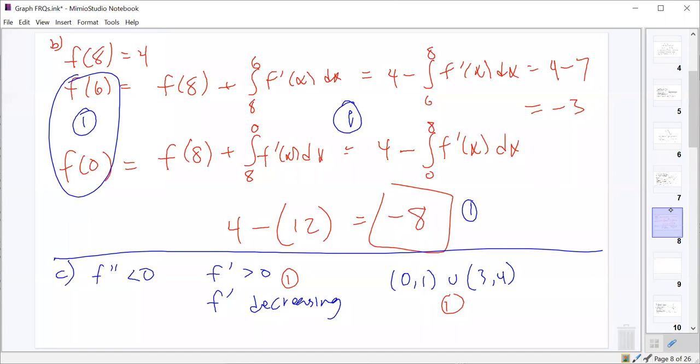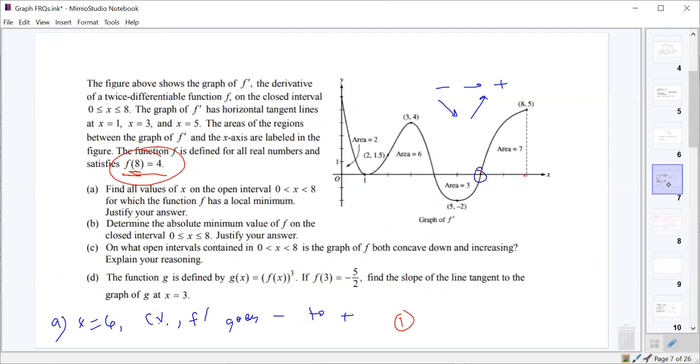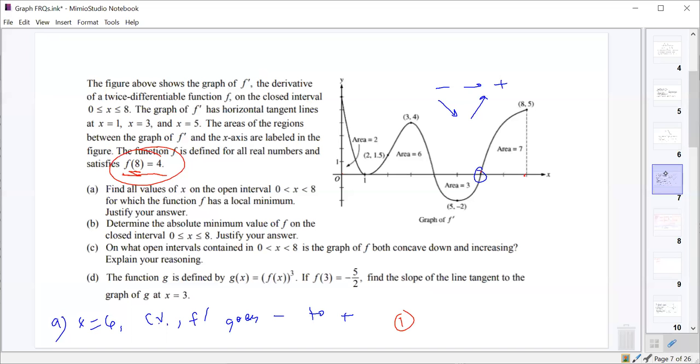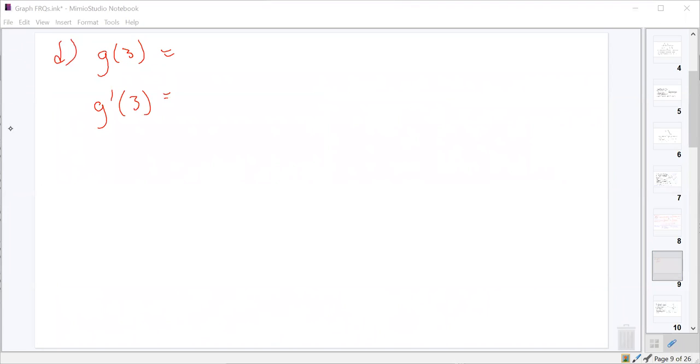All right, part D says the function g, so completely brand new thing that I haven't mentioned before, is f of x cubed. And we know that f of 3 is negative 5/2. So we want to find the slope of the line tangent to the graph of g at x equals 3. So we need to figure out 2 things. 1, what is g of 3? And 2, what is g prime of 3 to find the point, and to write the equation of the tangent. Oh, we just need to find the slope of the tangent line. Sorry, we don't need to find g of 3. So we just need to find g prime of 3.